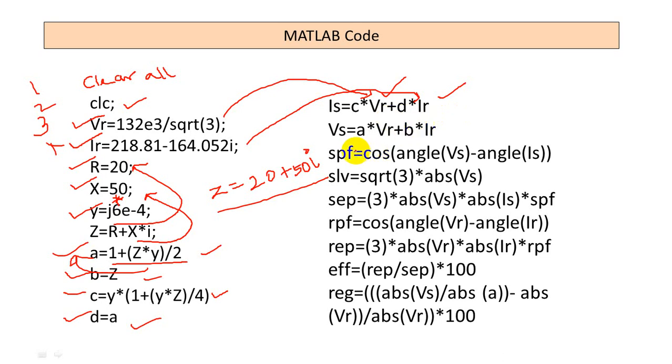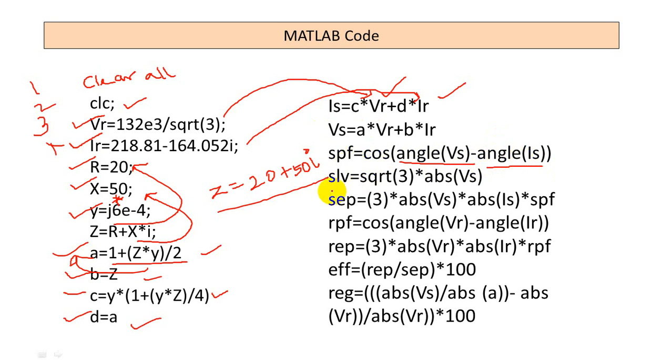Similarly, you have to find your sending end power factor. How are you finding it? Cos of the angle of VS. You have determined VS, you have determined IS. You have to find the angle of VS, so just execute the code angle of VS. Similarly, to find the angle of IS, you execute angle of IS. It will determine your angle. Now cos of angle of VS minus angle of IS will give the sending end power factor.